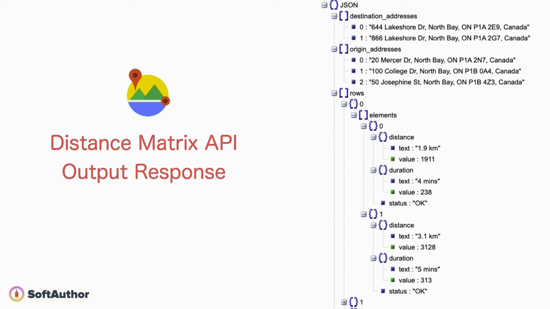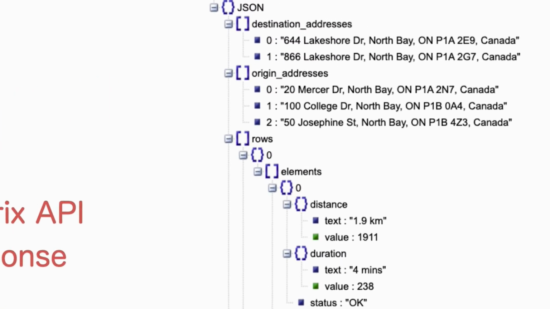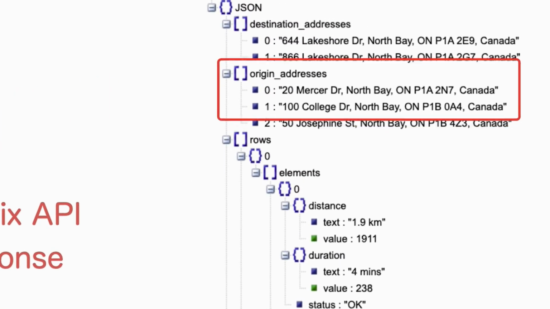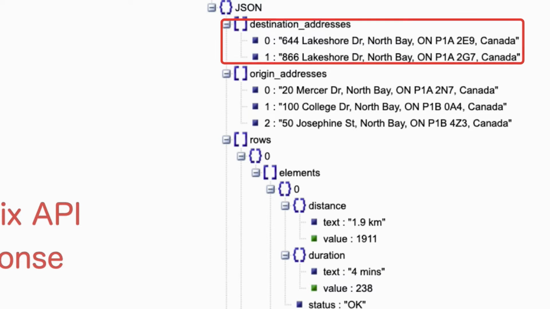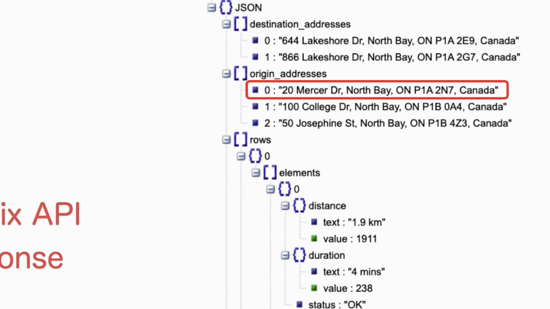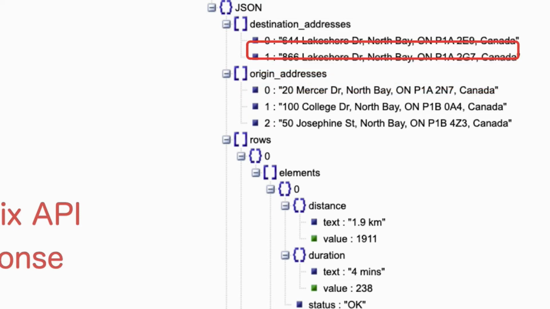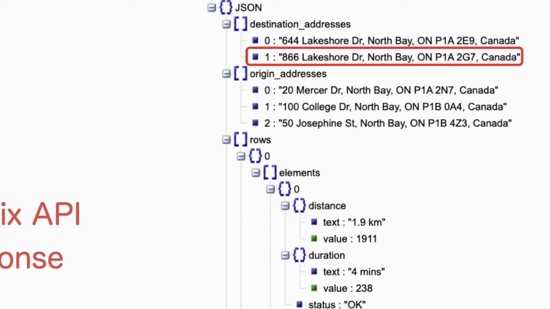Let's see what output object we will get when we pass more addresses. As you can see, in this example, there are three origin and two destination addresses. In this scenario, the Distance Matrix API will calculate the travel distance and duration between the first address value in the origins parameter and each address in the destinations parameter.